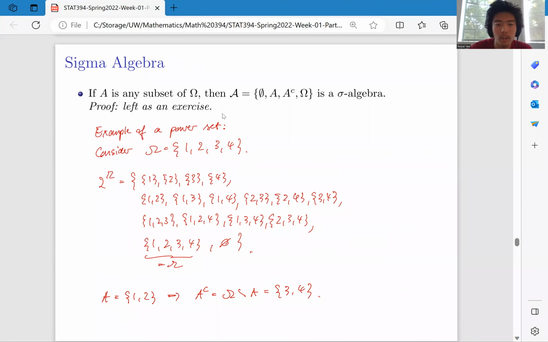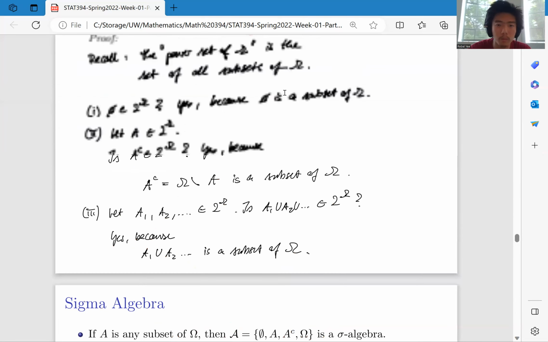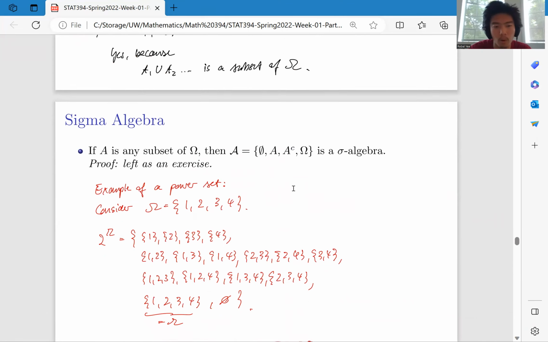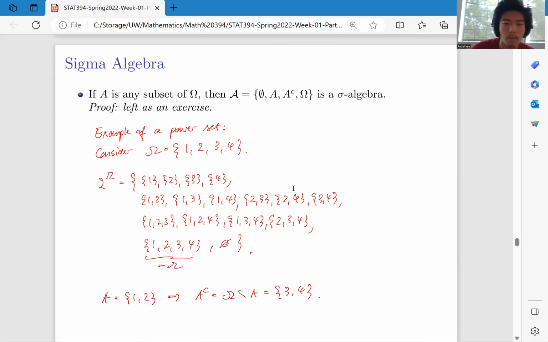So here's a more advanced question: if A is any subset of omega, is the set with 4 elements, the empty set, the sample space, A, and A complement, a sigma algebra? That process will be very similar to this one, and I want to leave it as an exercise for you to explore. And here we will see another example of a power set.